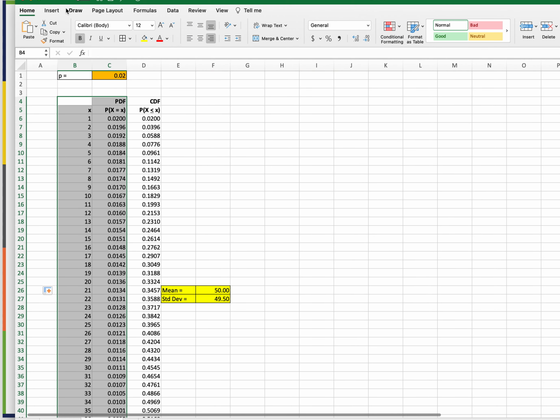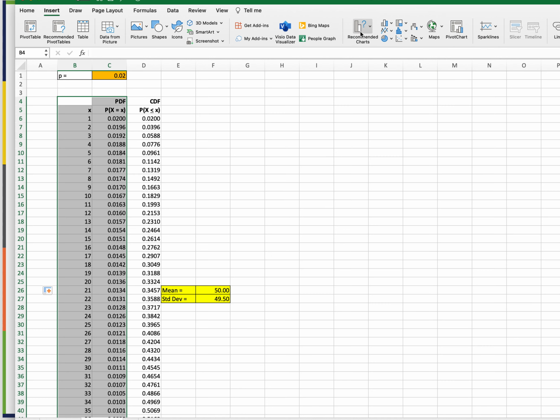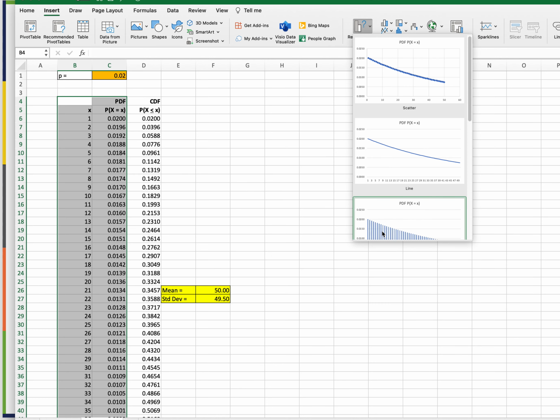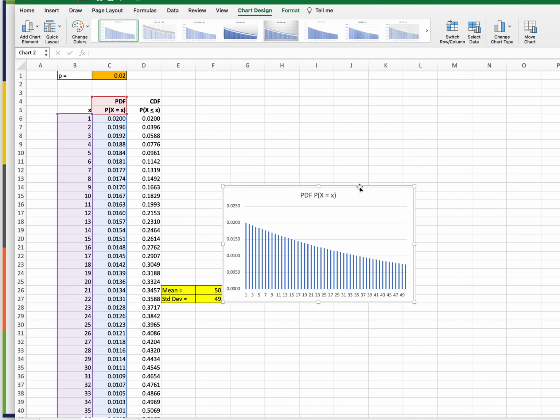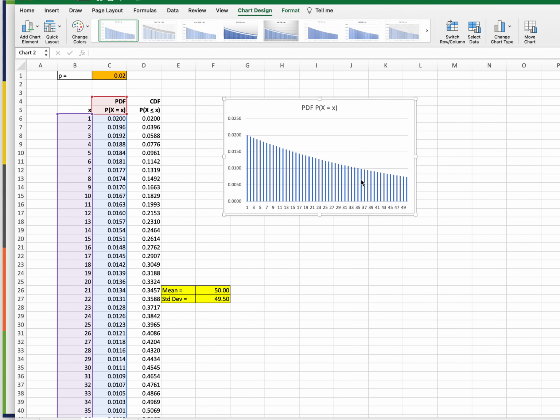What will I do? I'll say insert, recommended chart, and I'll put a chart like this in. And I don't think there's any reason to make more of a histogram of it than that. That's what it's going to look like. So at first it's 0.02, or it's 2%, and then it just keeps going down.